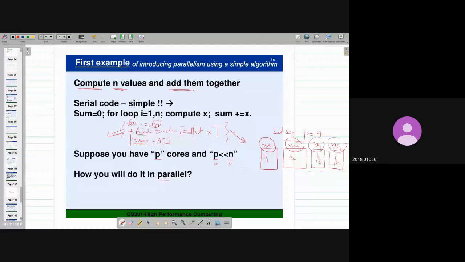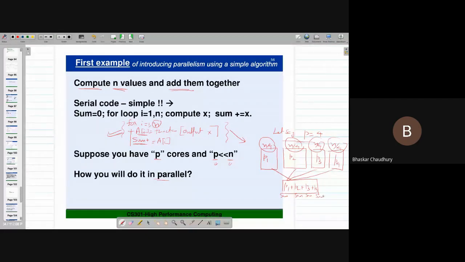We have to add the output. Adding all the output. You have to add this. So we have to take all the output from here, and then we have to add it. So this is basically P1 plus P2 plus P3 plus P4. I mean the sum. So P1 sum, P2 sum, P3 sum, and P4 sum.